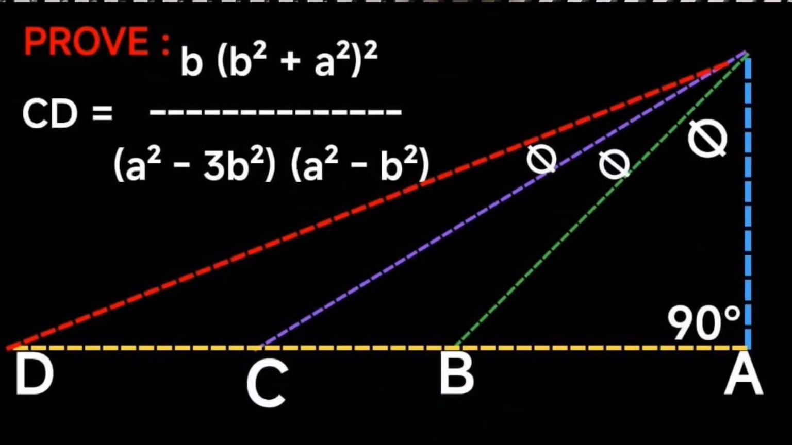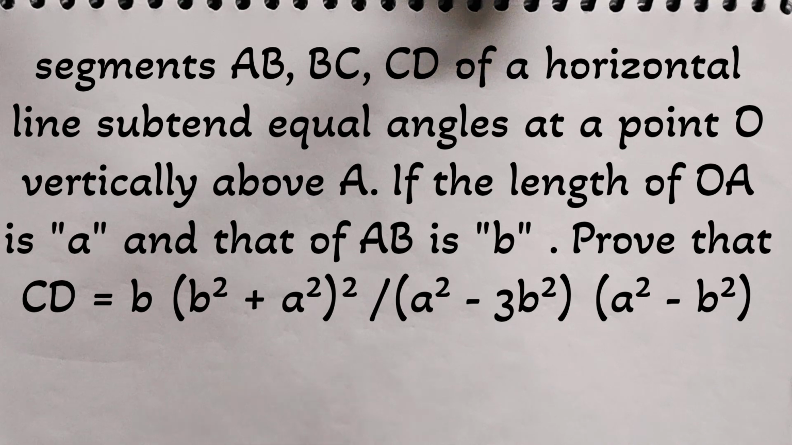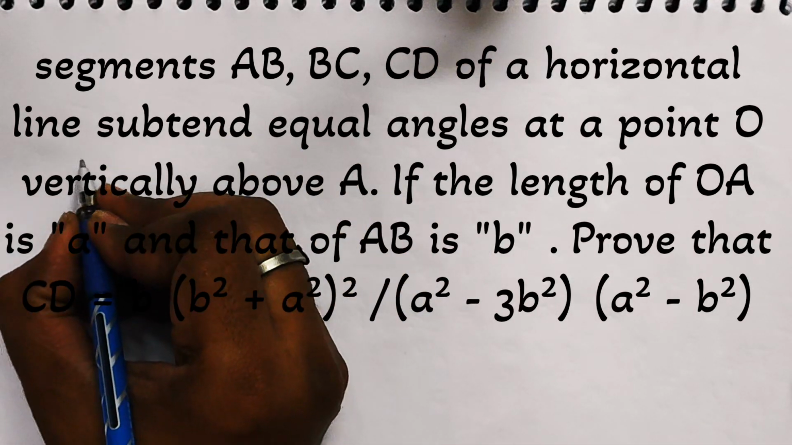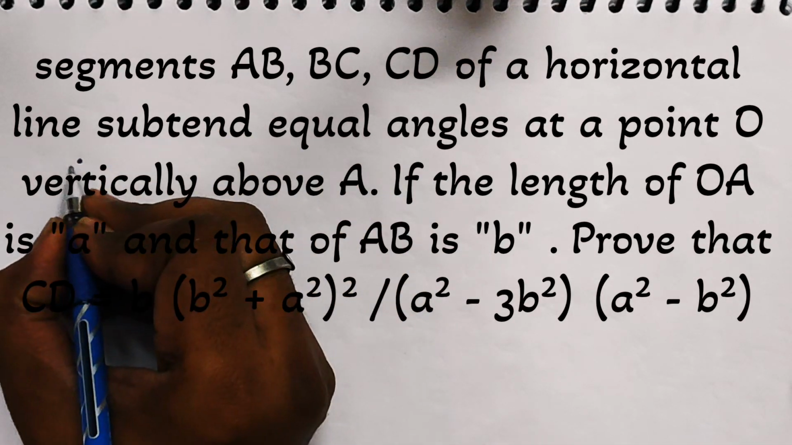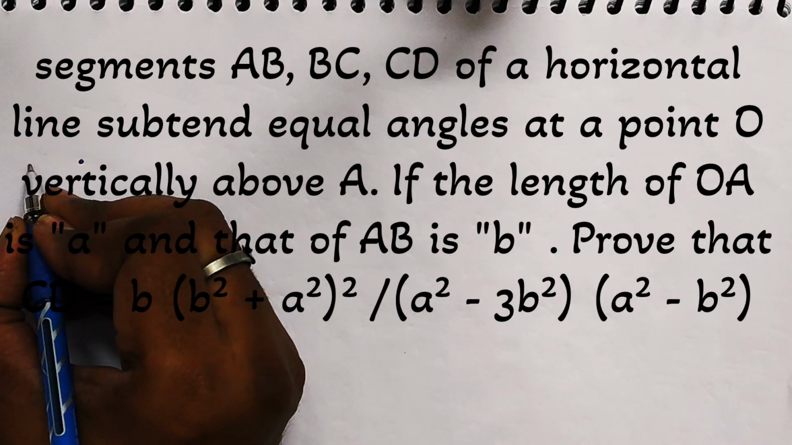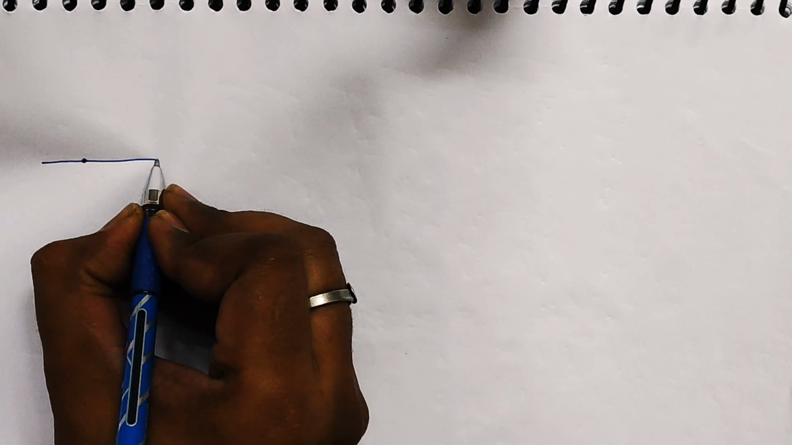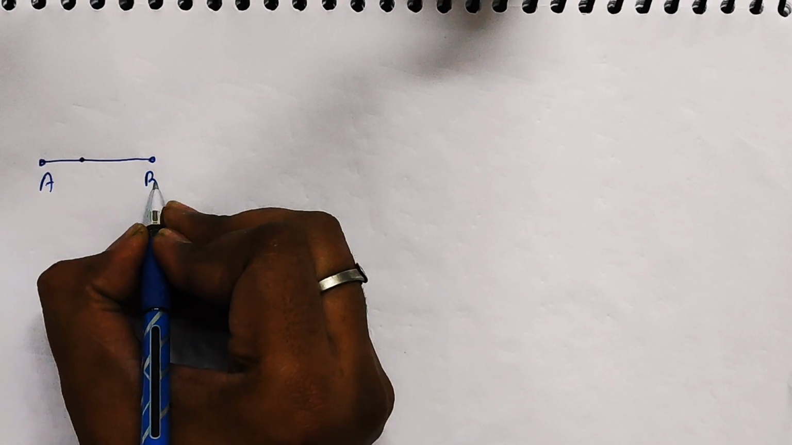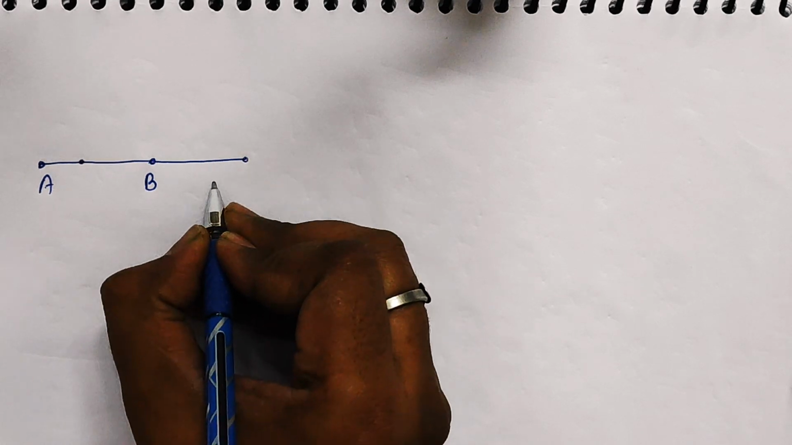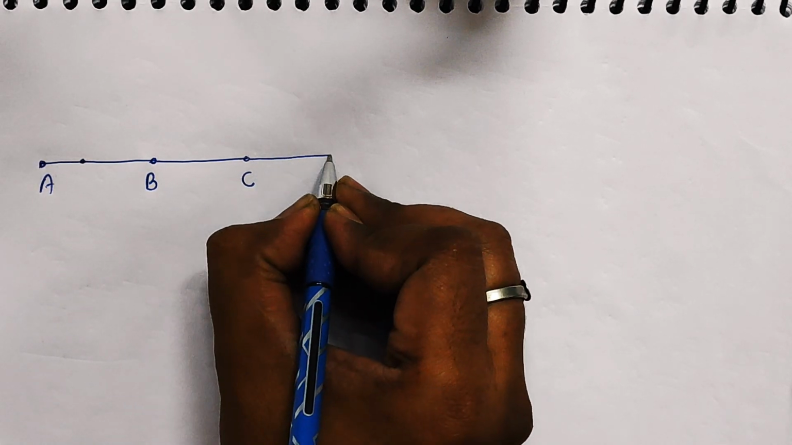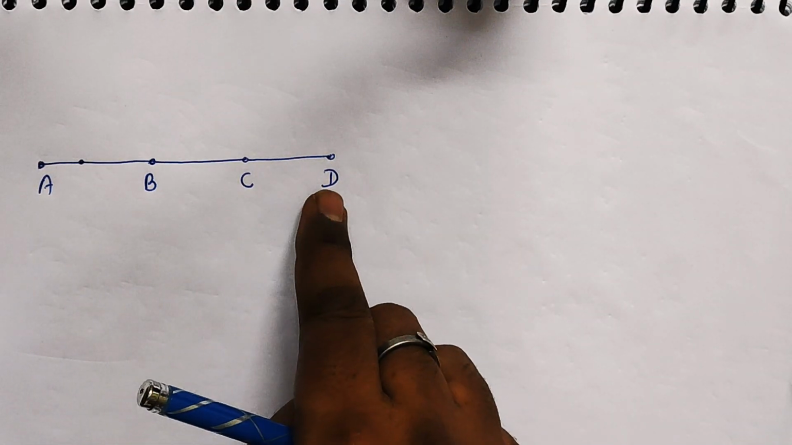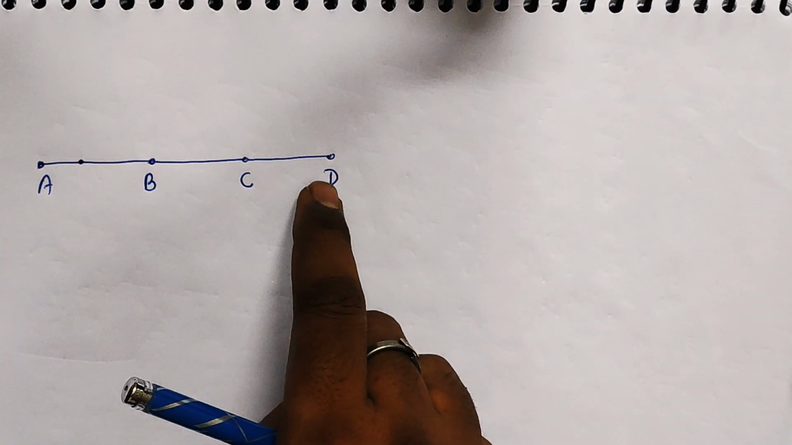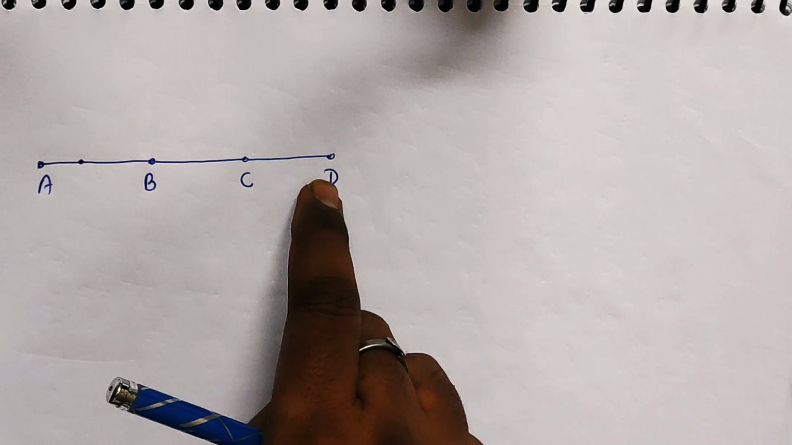In this question, segments AB, BC and CD are given. Let's say these are the segments AB, then BC, then CD. These are the three segments AB, BC and CD of a horizontal line which are subtending equal angles at a point O vertically above A.